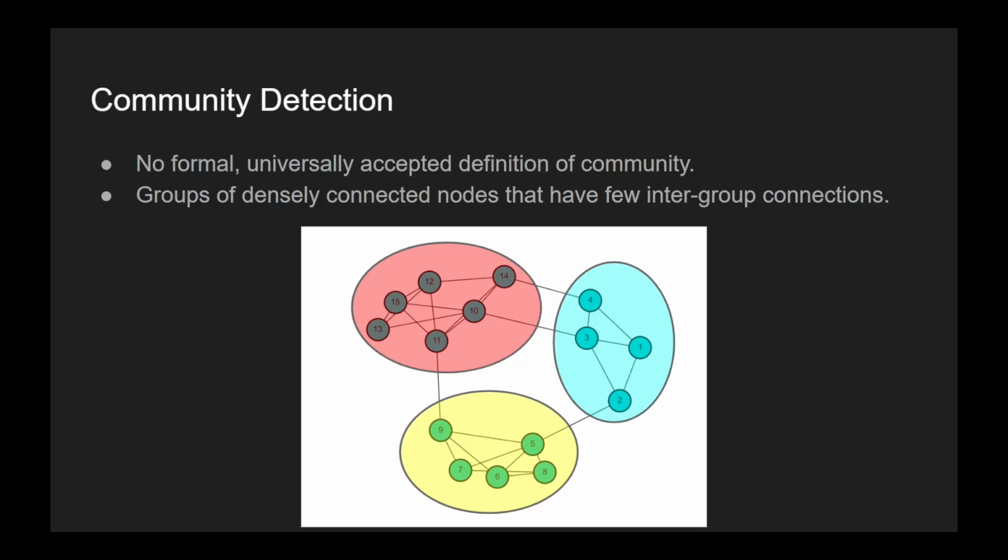For example, here we have a graph consisting of 15 nodes, and in this graph we've partitioned it into 3 communities, given by the different colored circles. And this structure adheres to the property I just mentioned. Within each community, they're pretty highly connected, and across communities, there's not many links. Now, there's no formal or universally accepted definition of community, but generally, this is the kind of structure that community detection methods try to find.